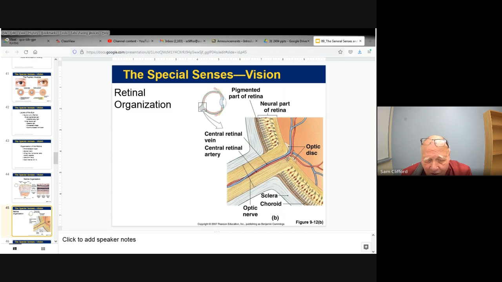So I mentioned earlier the optic disc is where the optic nerve enters the eyeball and connects to all the nerves. There's quite a few rods and cones, and this is the blind spot at the optic disc. So here's the sclera, and then the choroid, and then the neural layer.